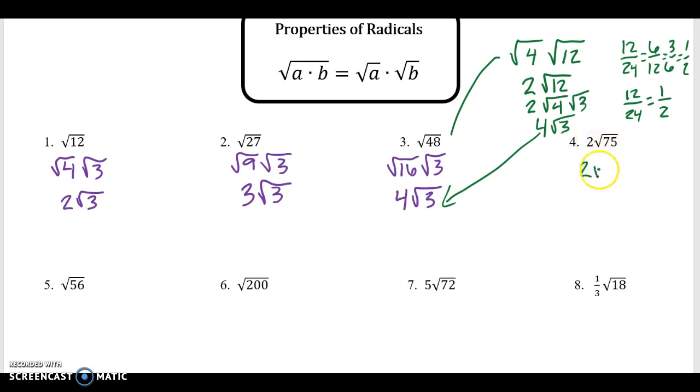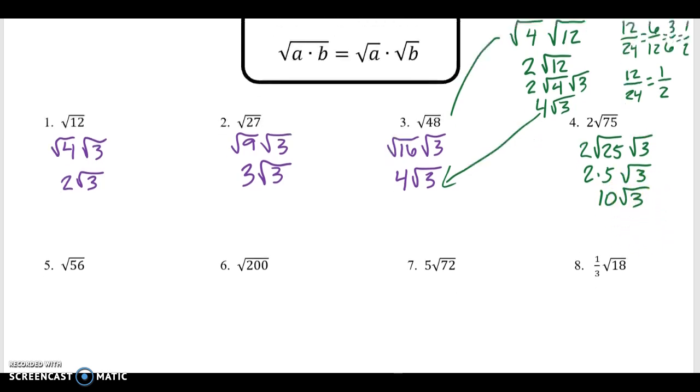We're going to factor the square root of 75 into 25 and 3. The square root of 25 is 5, so I'm going to show my work on this one. And then 2 times 5 is 10 times the square root of 3. We are finished because 3 does not have any perfect square factors.